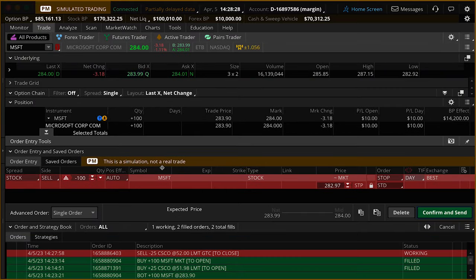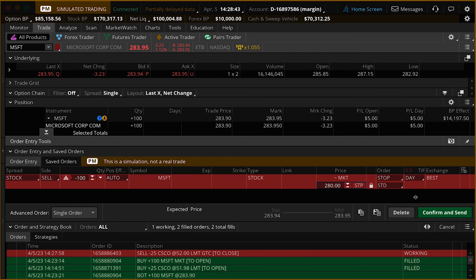It's going to take us back to the trade tab with the same quantity share of a sell stop at $1 below the market by default. Now that might be too close to the market price, so we're going to change that. Let's say we'll sell out if it reaches $280. Go ahead and press enter after you do that.